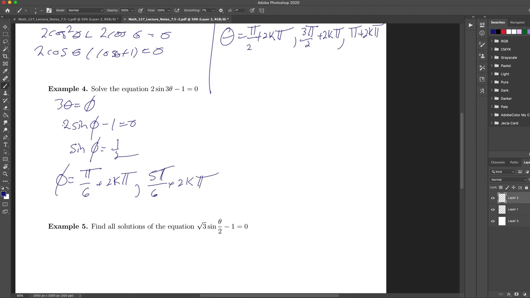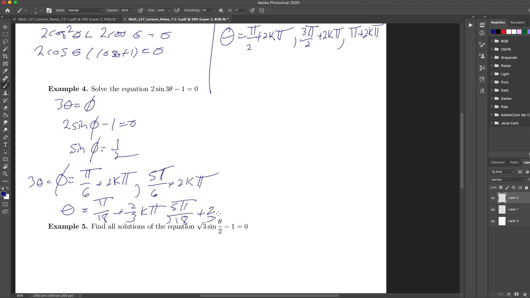So how do I deal with this? Well, I just divide everything by 3, right? Phi is equal to 3 theta, right? So what does theta equal? Well, I just divide it all by 3. So therefore, because remember, phi equals 3 theta, so that means that theta is equal to this over 3, which would be pi over 18 plus 2/3 k pi, comma 5 pi over 18 plus 2/3 k pi.